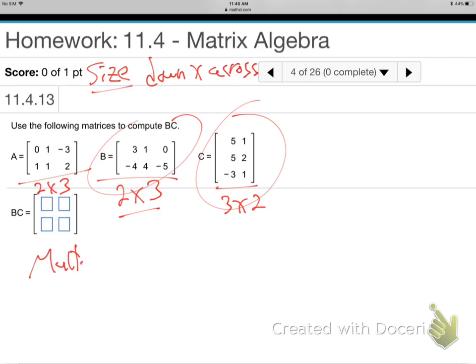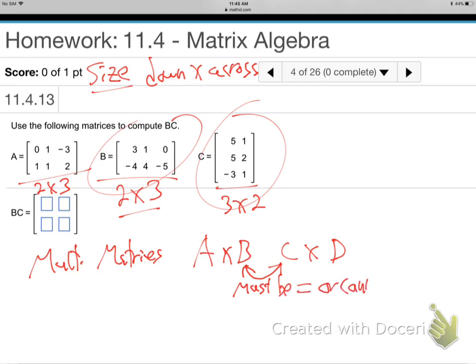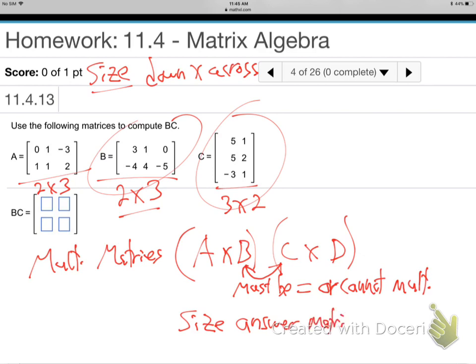Here's what they did for multiplying. Say you've got an a by b matrix and a c by d matrix. These inside numbers must be equal or you cannot multiply. Does that make sense? The two inside numbers must be equal or you just cannot multiply those matrices. It's a no-go. If they are equal, you can do it. And the size of the answer matrix is the two leftover numbers, a by d. So the answer matrix will be an a by d matrix.